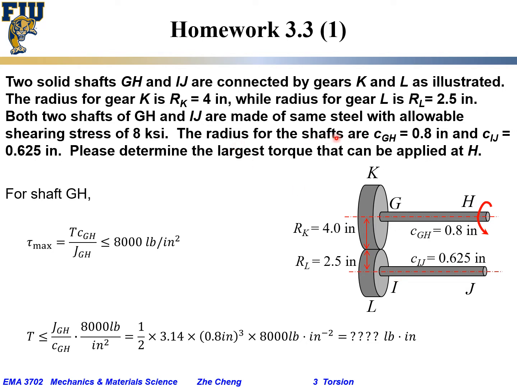The radius for the shaft GH is 0.8 inch, IJ is 0.625 inch. So we know the geometry, we know the material property for the shaft, and then we want you to determine the largest torque that can be applied at each side. Of course, we assume it's under equilibrium.